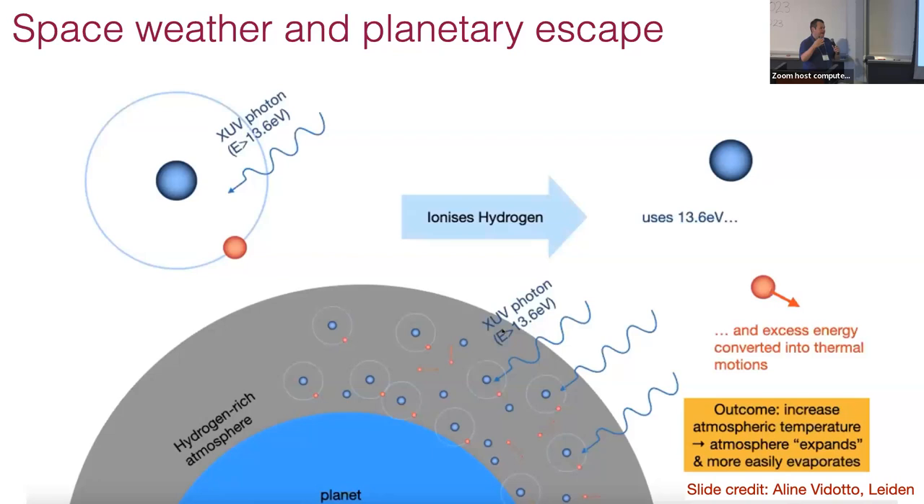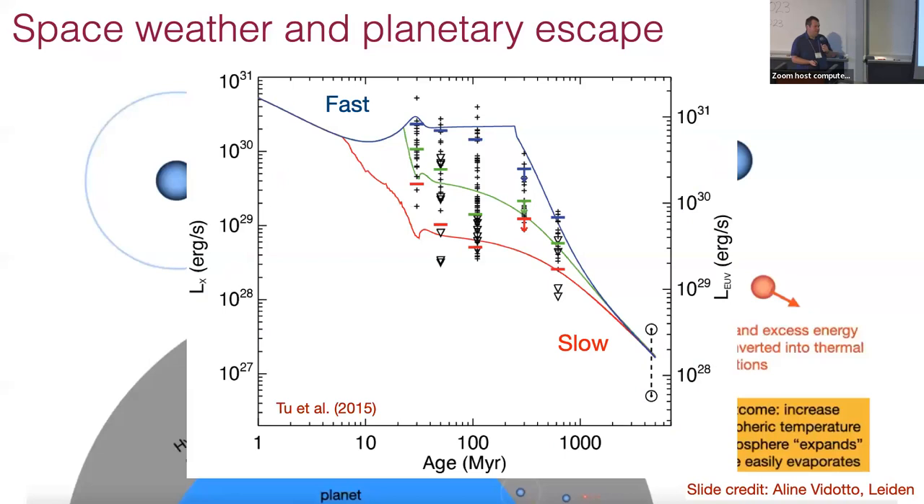And so one of the interesting consequences of this is that the amount of atmospheric escape is technically tied to how active your star is. As stars age, they tend to calm down, much like people. And so here I'm just showing X-ray emission versus age for a solar type star. This is some simulation work, and you see as stars age, they get older.